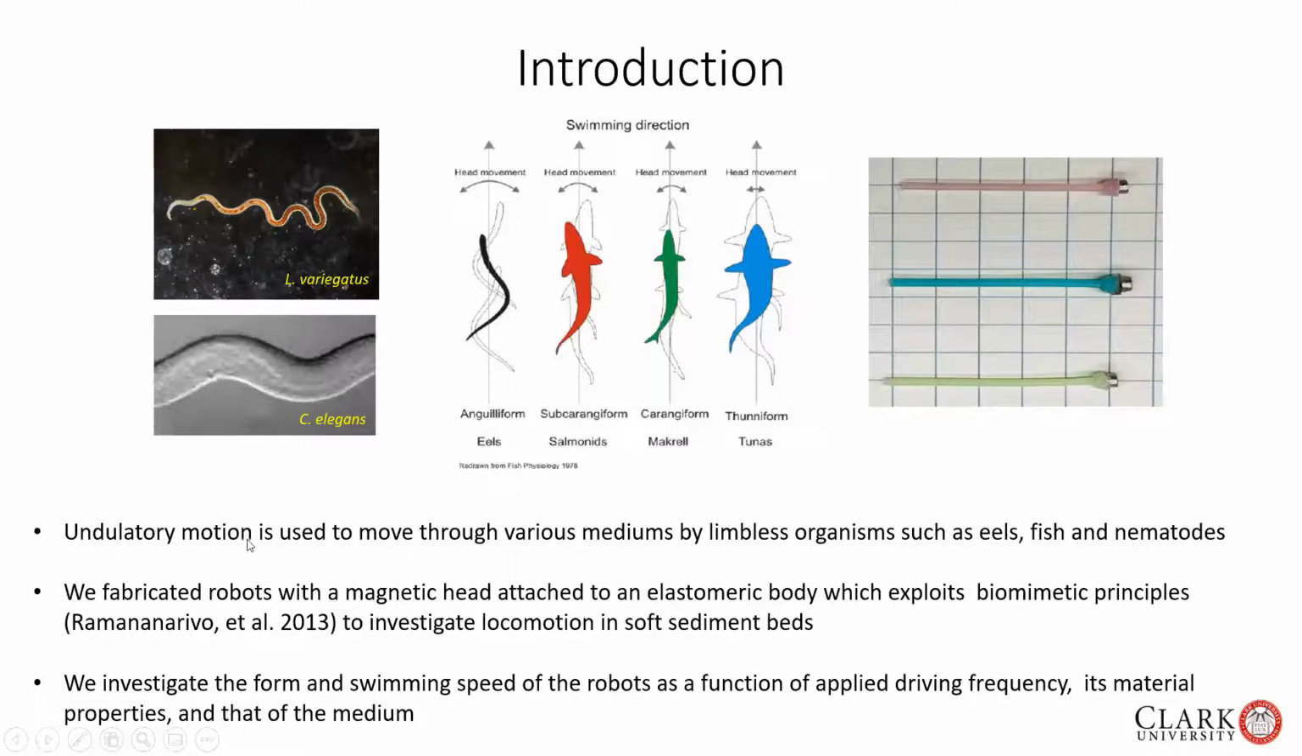We fabricate a robot with a magnetic head attached to an elastomer body to investigate locomotion in soft sediment. On the picture on the right here, there's a sample of the robot. The benefit of using a robotic system is that we can control parameters such as the elasticity of the filament and also the driving frequency that we can apply to the magnetic head.